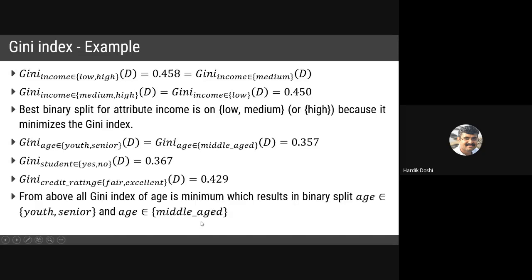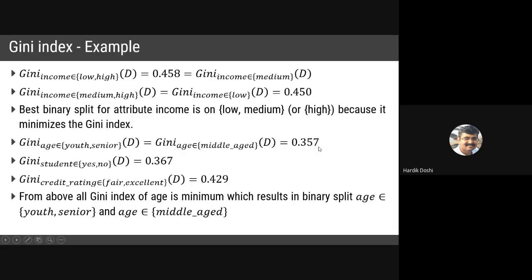So naturally, we came to the conclusion that we need to do the split for age. Why age? Because it has the lowest Gini index, 0.357. So the Gini index split is carried out for the lowest Gini index, whereas in gain ratio and information gain, we always split on the maximum value. Over here it is the minimum value. That is another difference. Are you all clear with this? So this completes our decision tree.